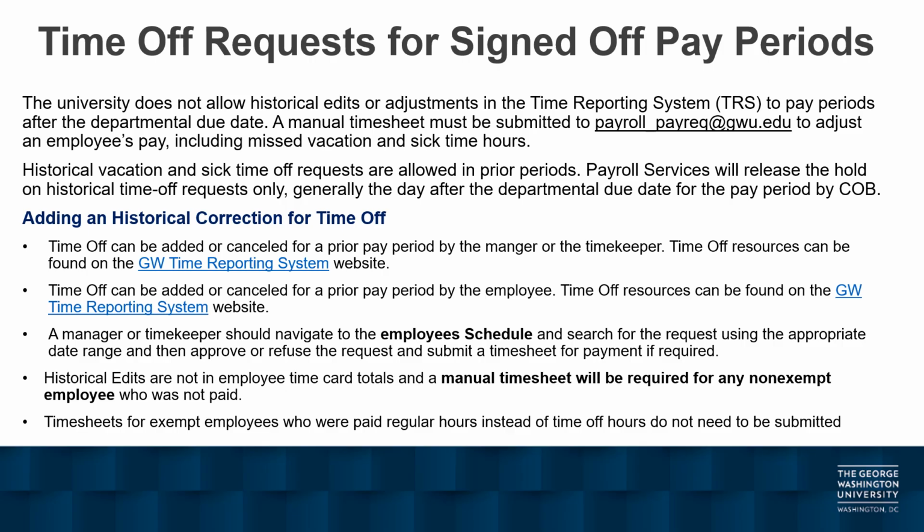Time off can be added or canceled for a prior pay period by the employee. Time off resources can be found on the GWU Time Reporting System website. A manager or timekeeper should navigate to the employee schedule and search for the request using the appropriate date range, and then approve or refuse the request and submit a timesheet for payment if required.